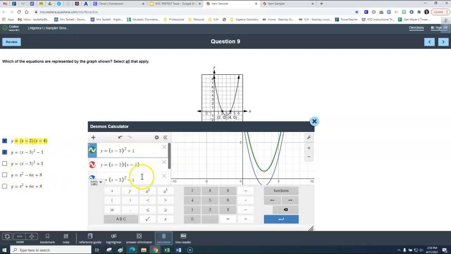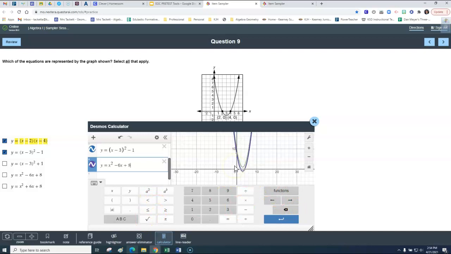The next one, so if I come down here, it's y equals x squared minus 6x plus 8.